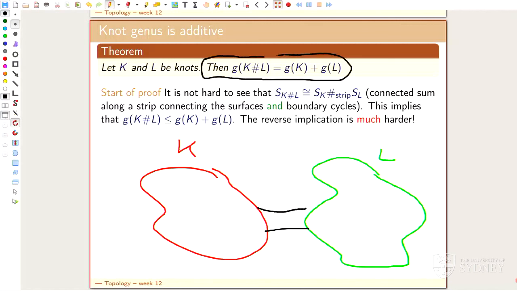So why is this nice? Well, genus is strong. And now if you have a knot in prime factorization and you want to know the genus, you can just do it per factor, and you just get the correct answer. OK.